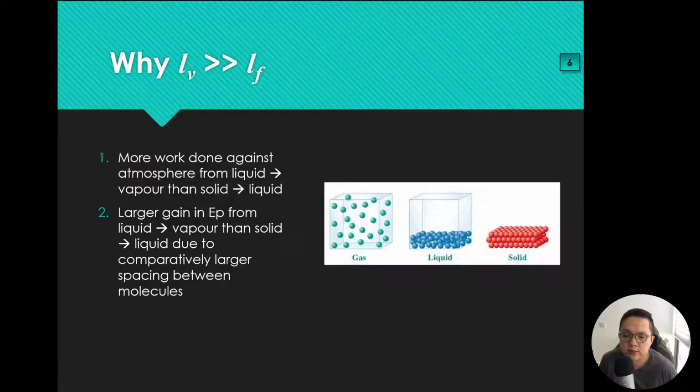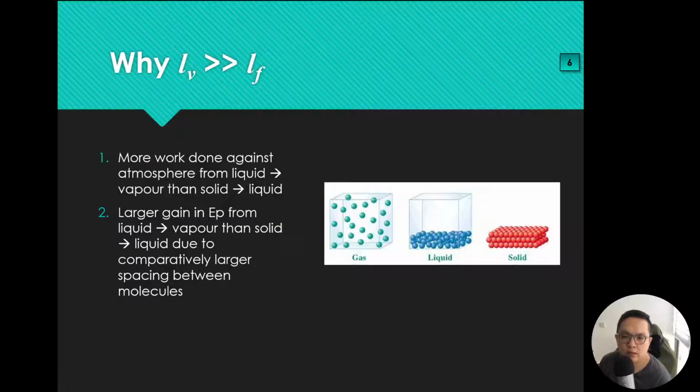Another reason is that your spacing will affect your potential energy. If you go to a larger spacing, you have a larger change in spacing, and you need to gain more potential energy. For solid to liquid, the change in spacing is quite minimal, but from liquid to gas, the change in spacing is quite significant. So most of the time, LV is much larger than LF.